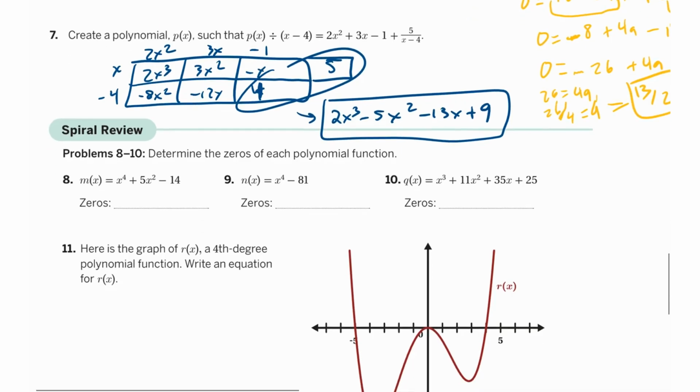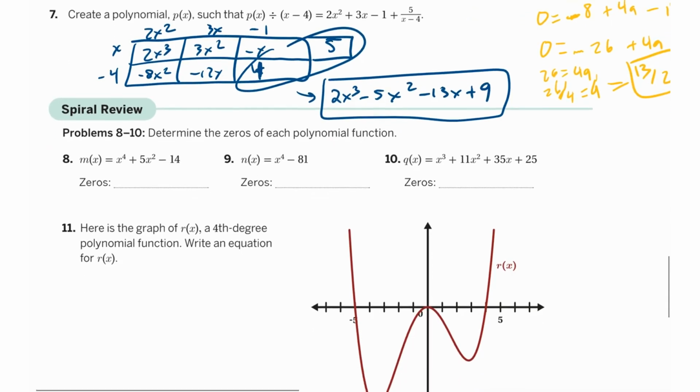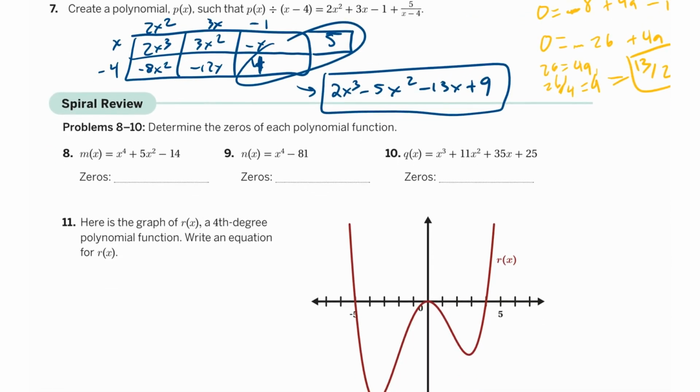All right, spiral review, problems 8 through 10. Determine the zeros of each polynomial function. So this is going back to one of our lessons from chapter 3 that allow us to use what we know about factoring and our box to help us. Going to definitely run out of space here, but I will try and fit it in as best I can.